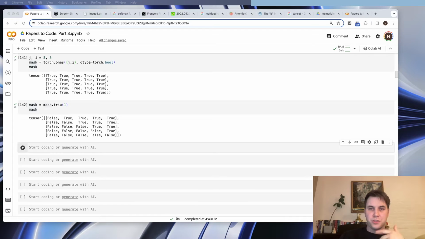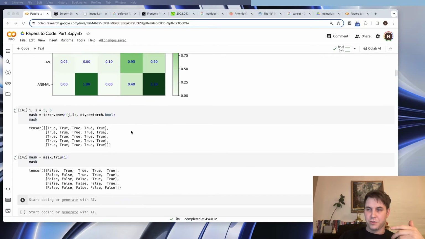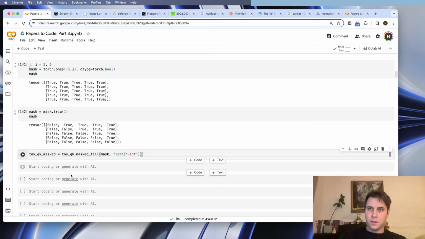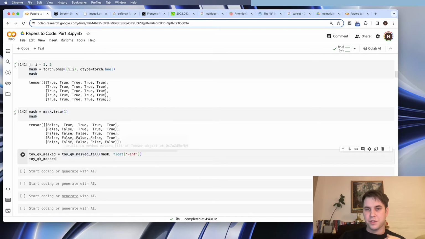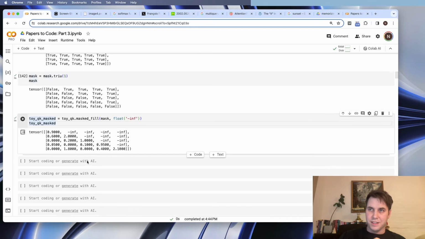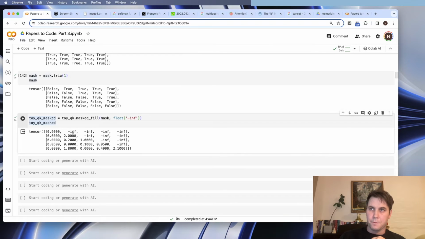Okay, now let's apply this to our toy query key values. So this function will actually apply this as we like. This is called masked_fill, and it's kind of a logical operator. It's saying apply the mask, and wherever the mask is True, apply this value. So conditional on where the mask is True, applied to toy QK, apply this value. What we end up with is our QK, but these values have been set to negative infinity, which is just what we wanted. Now let's plot this. Let's take a look at this.